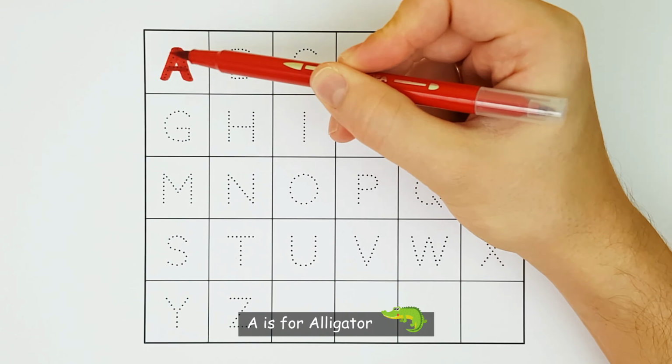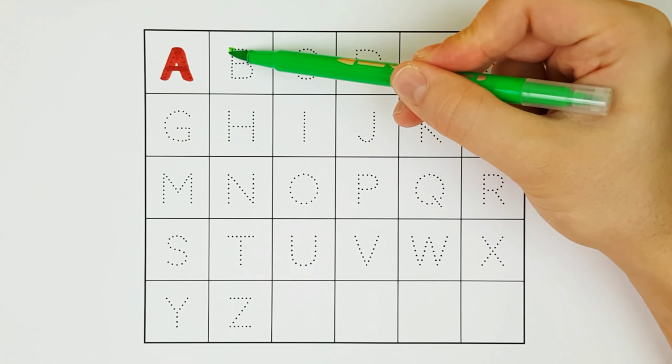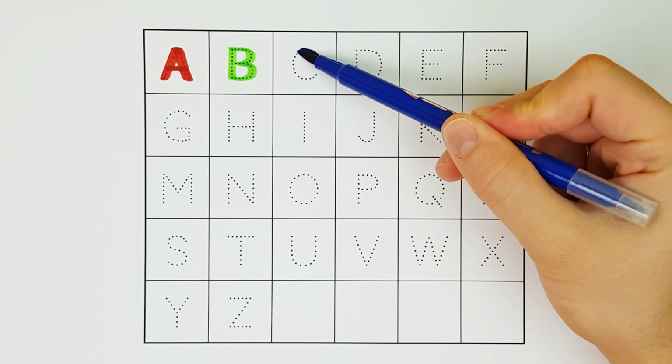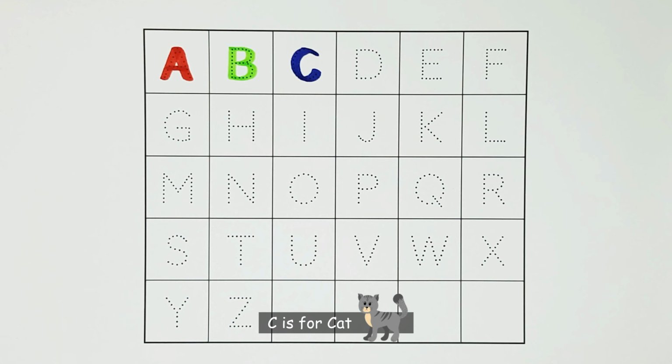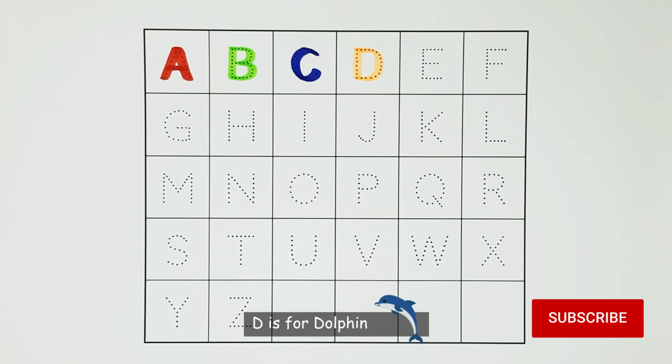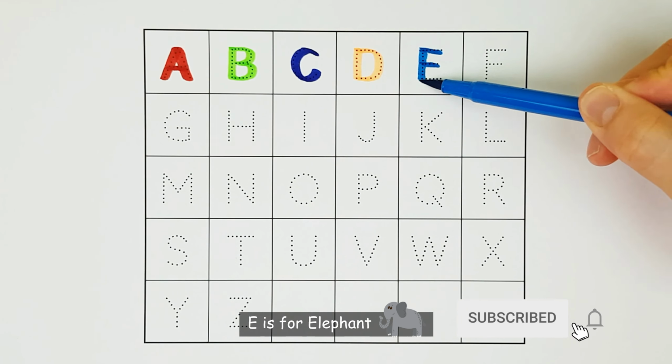A is for alligator. B is for butterfly. C is for cat. D is for dolphin. E is for elephant.